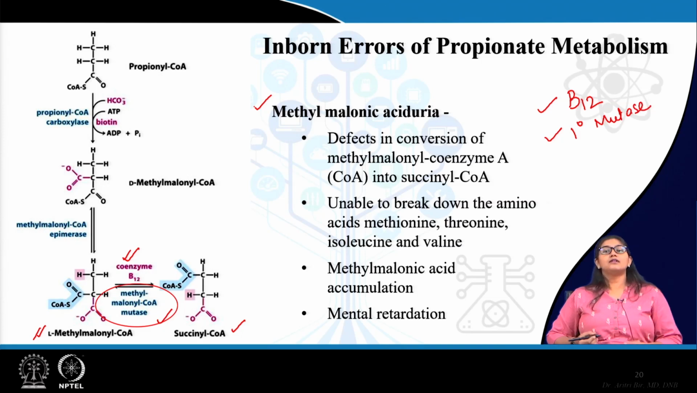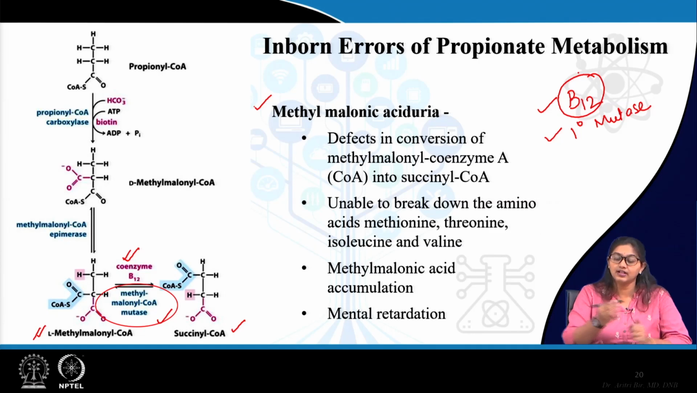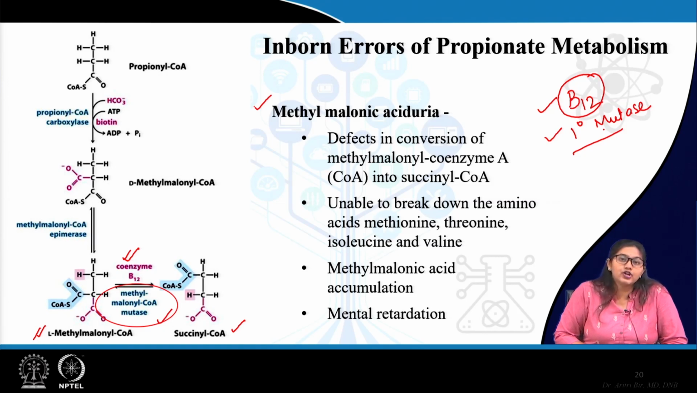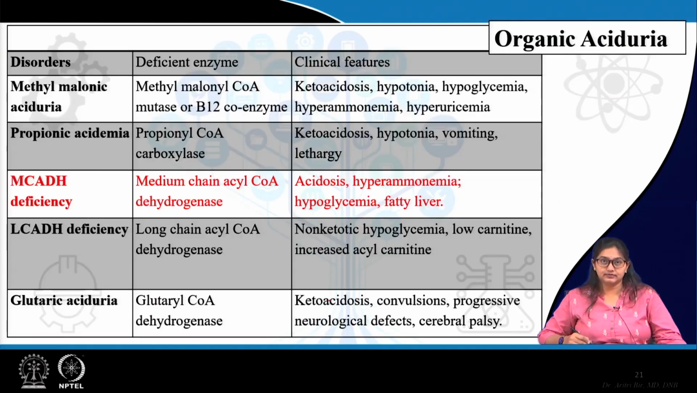Now, when the manifestation can be reversed by dietary supplementation of B12, it means there is B12 deficiency. But if the dietary supplement of B12 is not reversing the manifestation, it means there is primary deficiency. So, what will happen? There will be accumulation of methylmalonic acid, and finally, it is causing mental retardation. The brain development will be hampered.